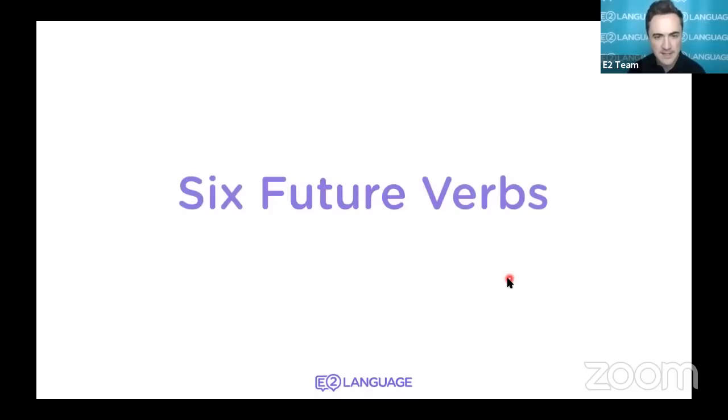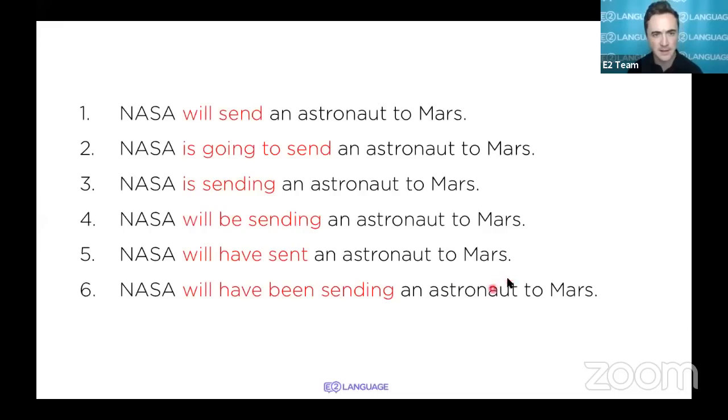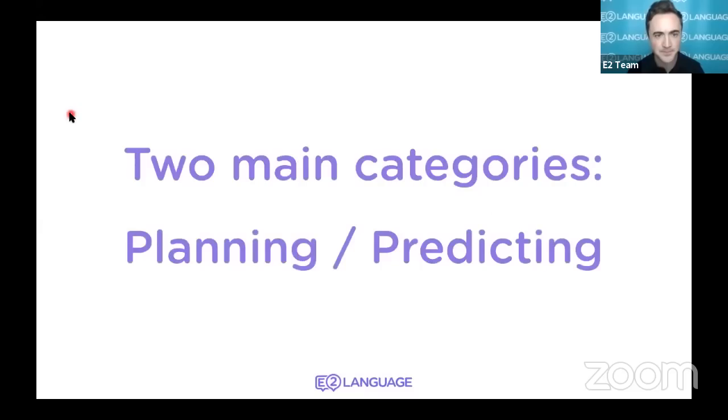So we learned that there are 6 future verbs. Here they are. Will send, is going to send, is sending, will be sending, will have sent, will have been sending. We learned that number 6, 5, and 4 are extremely rare. We learned that number 3 and 2 are used in conversation because they're informal. And we learned that number 1 is common and it's used in formal academic writing.